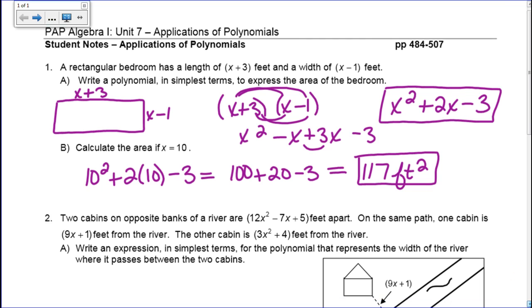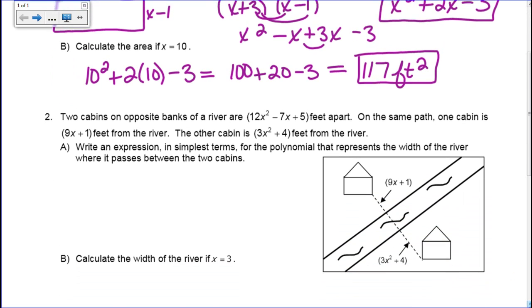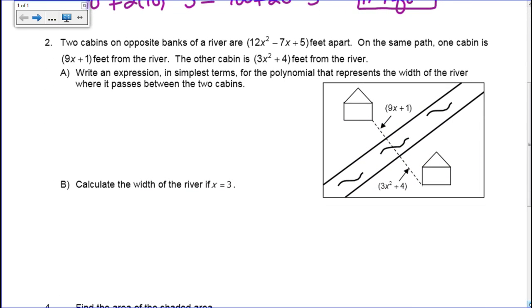So here's our next problem. Question number 2 here is about 2 cabins that are on opposite banks of a river. They are 12x squared minus 7x plus 5 feet apart. So the polynomial from here all the way to here is this. On the same path, one cabin is 9x plus 1 feet from the river. So from here to the river is 9x plus 1. That's just this distance right here. The other cabin is 3x squared plus 4 feet from the river. So the distance from here to here.